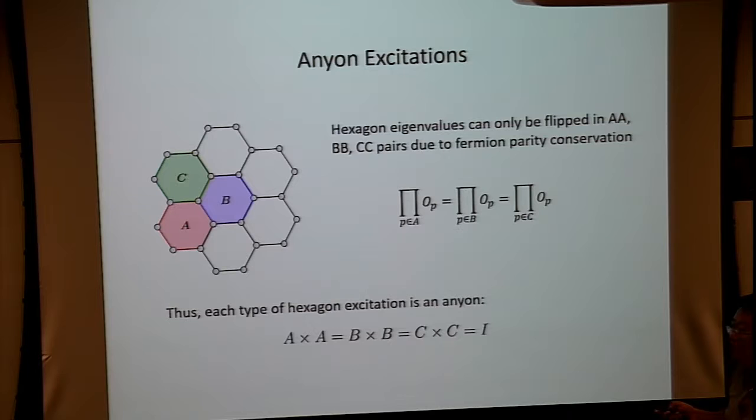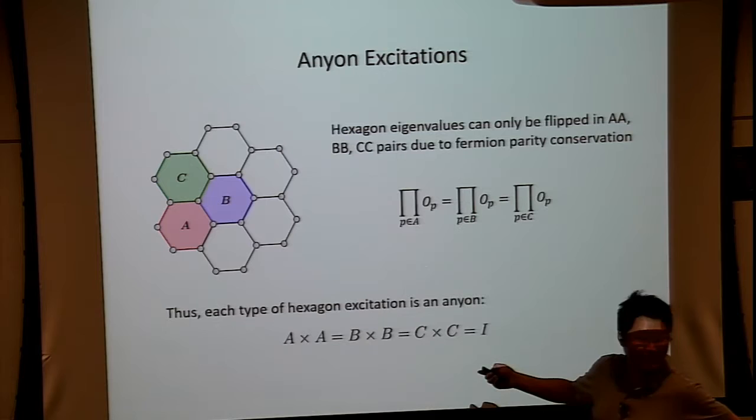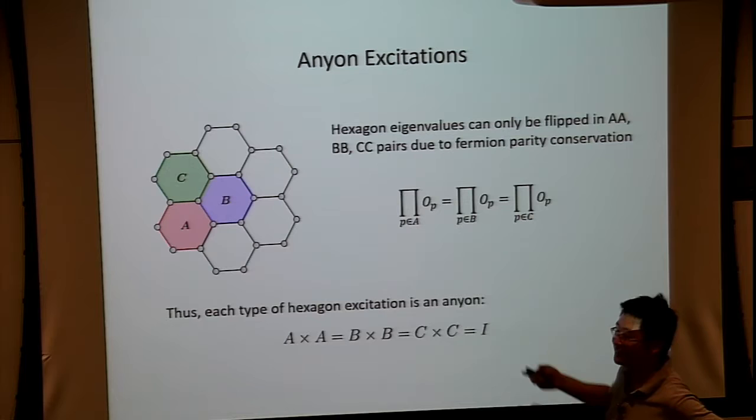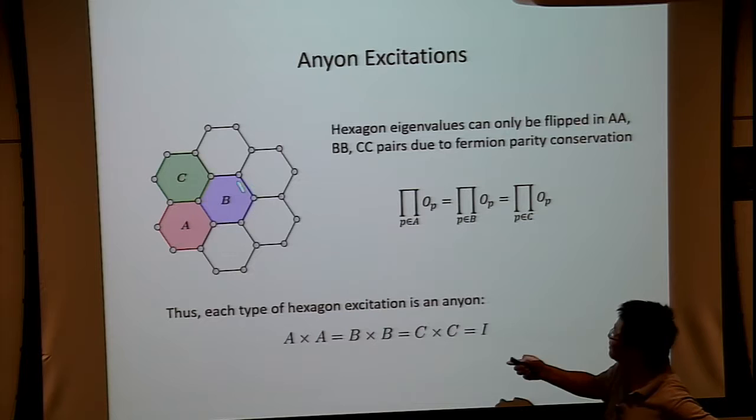I think it's easier actually to just look at the Majorana fermions. All I'm saying is a very simple fact that I'm going to use, but this fact itself is really simple. If you take all the A hexagons, you see that they cover every lattice site on the honeycomb lattice, and the same will be obtained if you take the product of the hexagon operators for all the B hexagons. Okay.